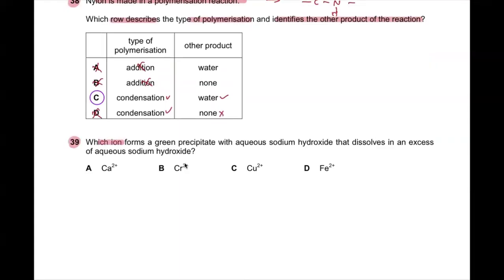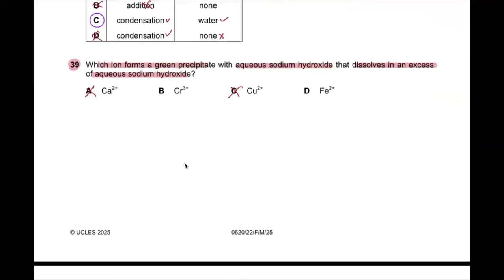Question number 39. Which ion forms a green precipitate with aqueous sodium hydroxide that dissolves in an excess of aqueous sodium hydroxide? So that is a purely memory-based question. You have to remember this. Calcium forms a white precipitate, copper(II) forms a blue precipitate. So these two are incorrect. Now, chromium and iron both form a green precipitate.